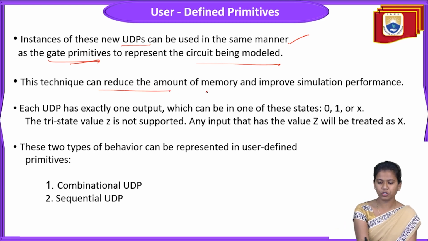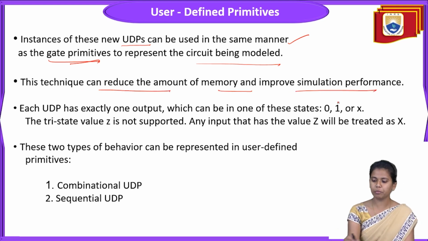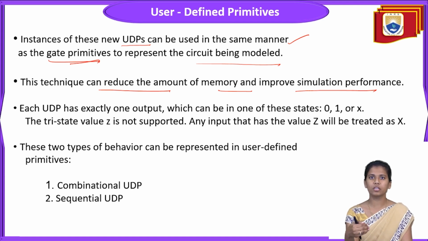And this technique can reduce the amount of memory and improve simulation performance. So the usage of user-defined primitives, UDPs, can reduce the amount of memory and also improve simulation performance. This is one of the advantages: the system performance will be increased and the amount of memory can be reduced. These are the advantages of using UDPs.